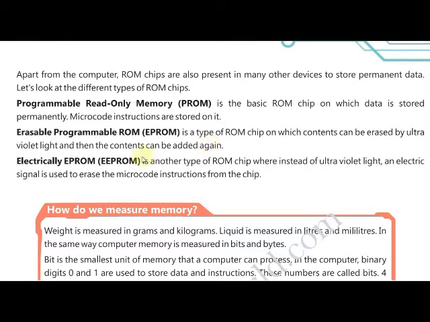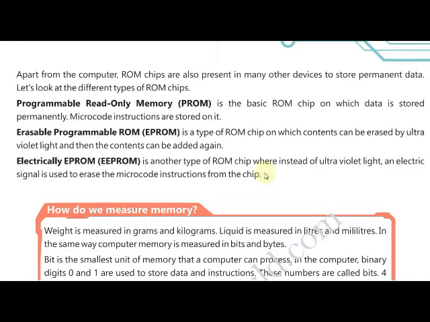We know what is ROM, we know what is PROM, we know what is EPROM. Now let's see what is EEPROM. EEPROM stands for electrically erasable programmable read-only memory. This is the full form of EEPROM. What is the full form of EEPROM? Electrically erasable programmable read-only memory.